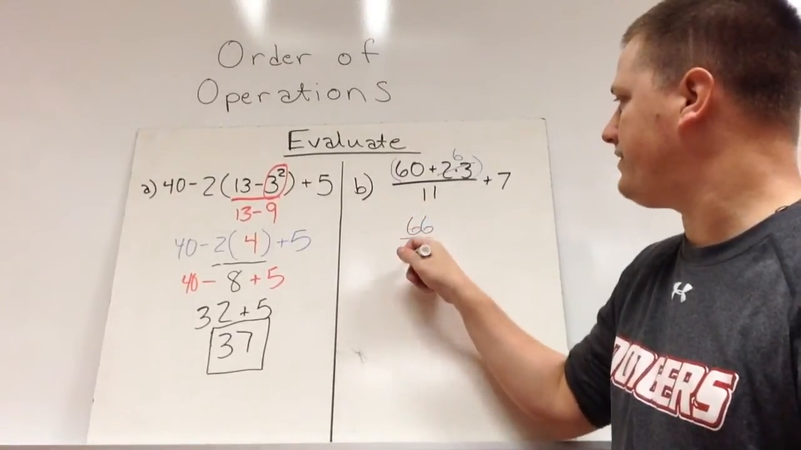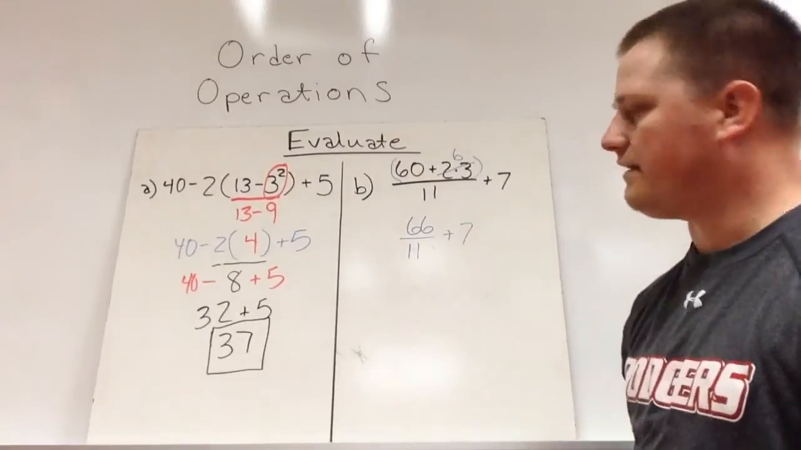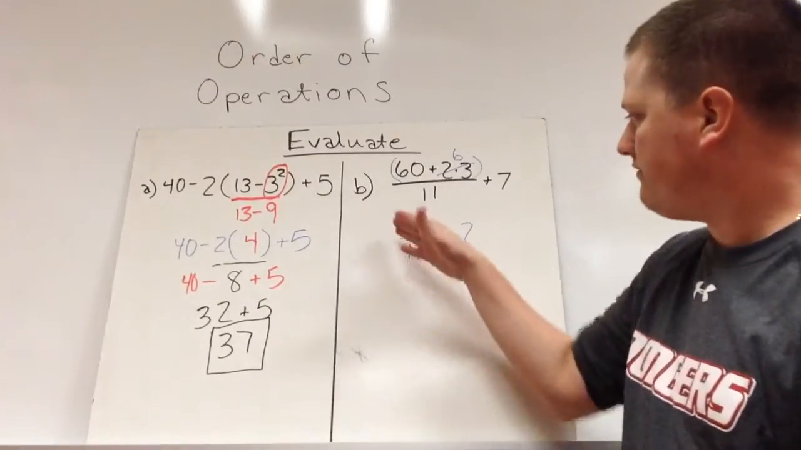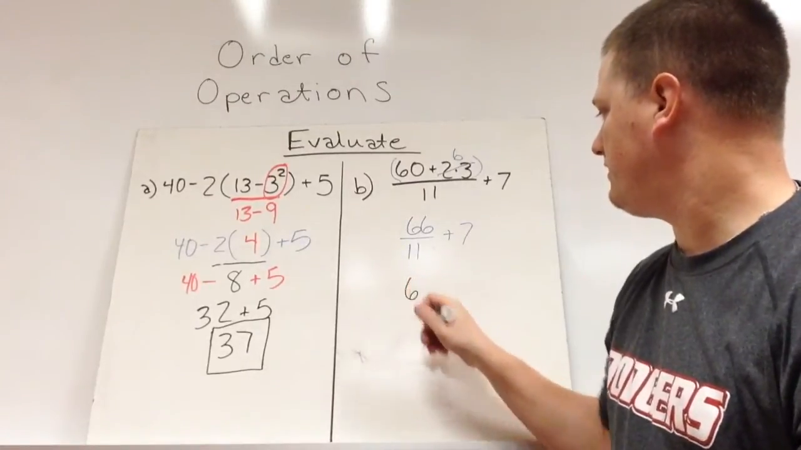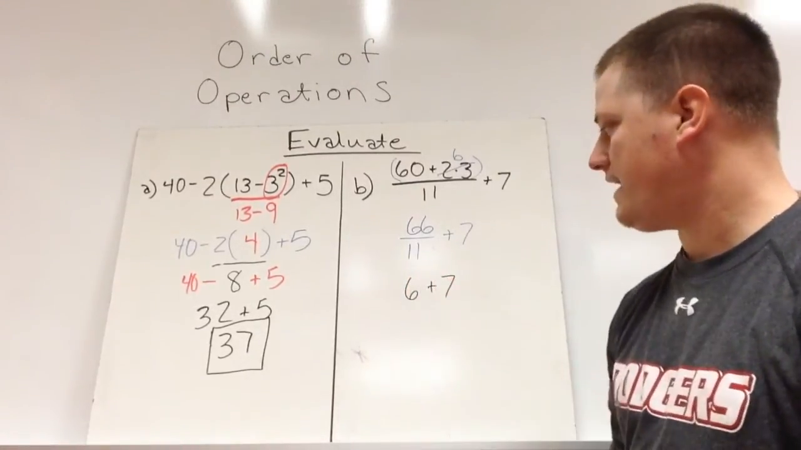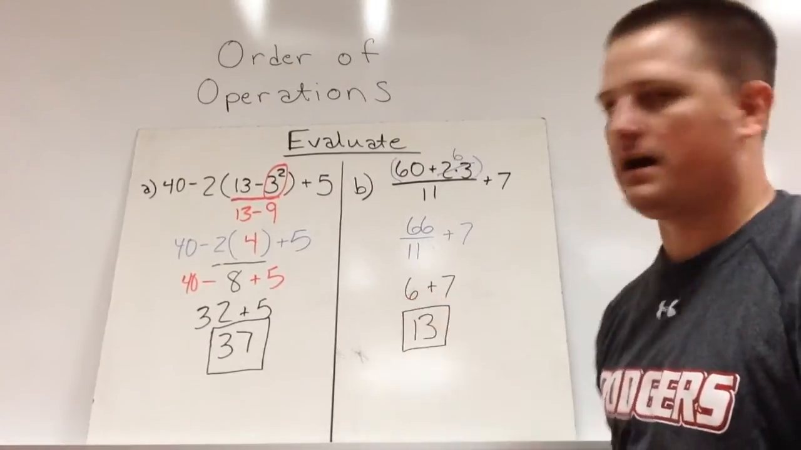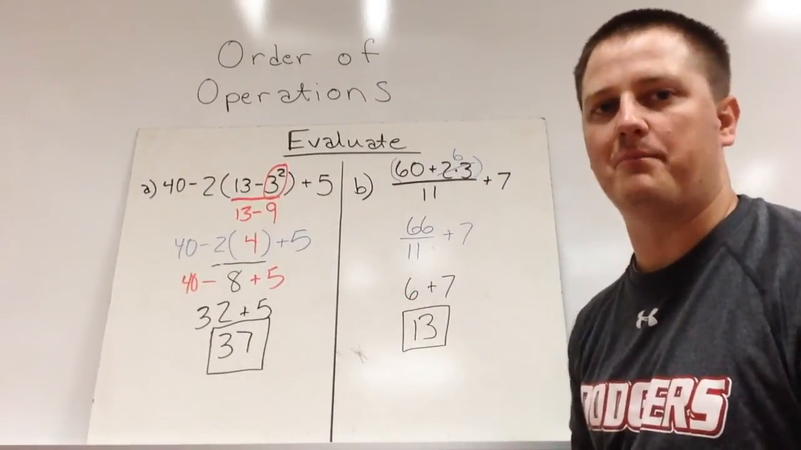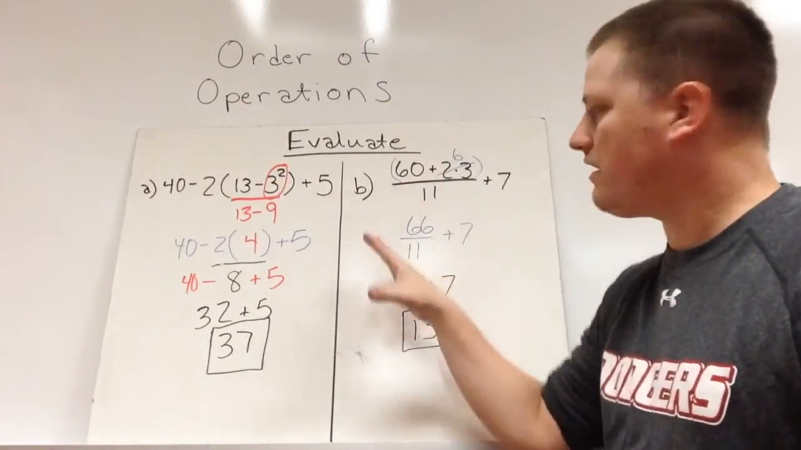We're going to rewrite it with the 66 on top, divide by 11 on the bottom, and plus 7 off to the side. Now we have division here. 66 divided by 11 will give us 6. Bring our plus 7 down. 6 plus 7 leaves us with 13. Again, we have evaluated this problem. We have simplified it into one number because there are no unknowns.